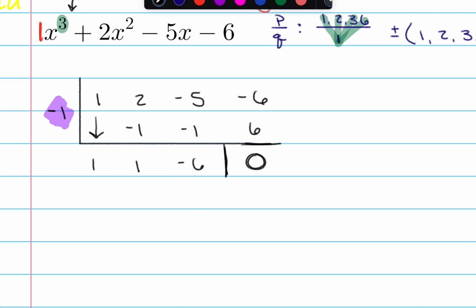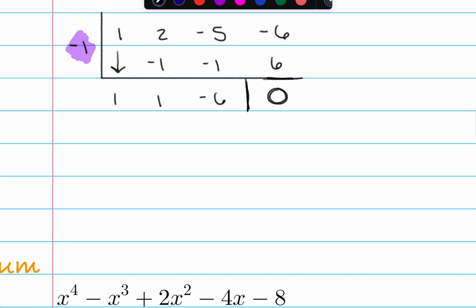Okay, the next thing that I'm going to do is rewrite my quotient. Remember, this is division. I'm going to rewrite my quotient with the variables again. So I end up with 1x squared plus 1x minus 6.